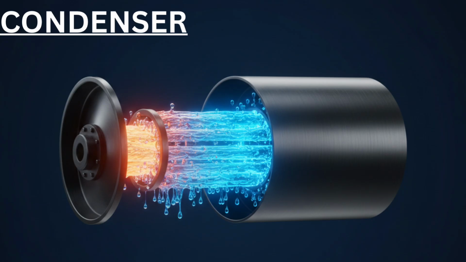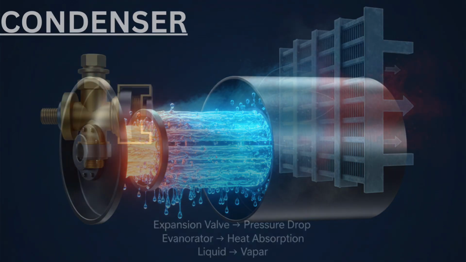At the condenser outlet, we now have high pressure liquid refrigerant. But it is still at high pressure. To make it capable of absorbing heat again, we must reduce its pressure. That is done in the expansion valve.